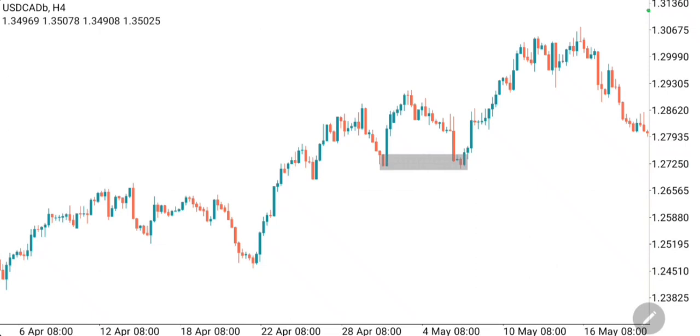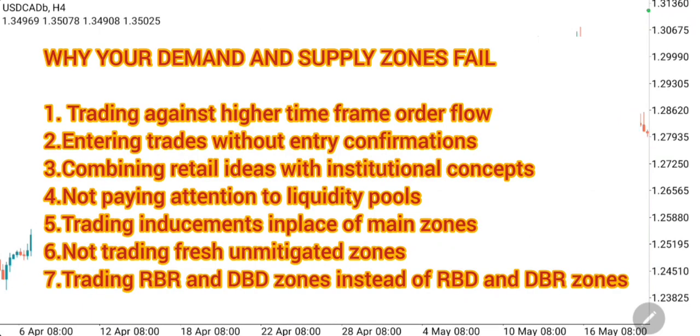So this is the end of this series. Okay, can we just do a recap? Let's just do a recap. So we said reasons why your demand and supply zones fail. Number one, you are trading against the higher time frame order flow. Number two, you are entering trades without entry confirmation. Number three, using retail tools like indicators, trend lines, etc.